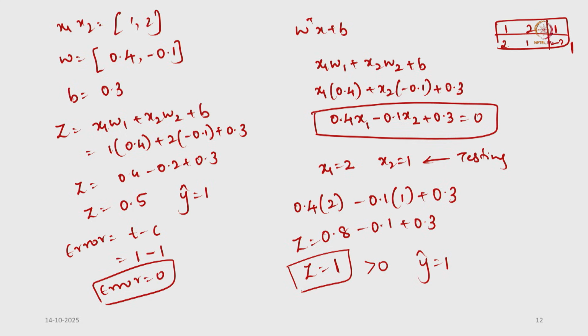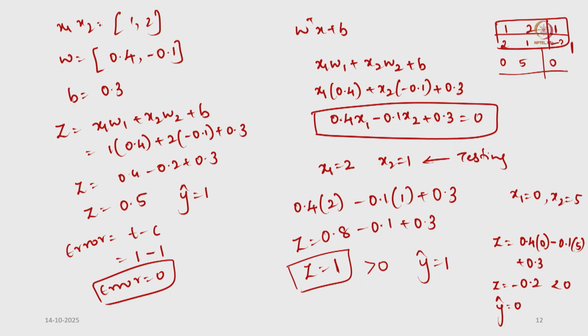If you want, you can take one more example. Let us assume the new sample we got is 0 and 5. Substitute the values back into this and calculate z: 0.4 times 0 minus 0.1 times 5 plus 0.3. When we calculate the z value, we get minus 0.2, which is less than 0. So, for this, the predicted value will be 0. If an input is 0 and 5, the model is going to predict the output as 0.